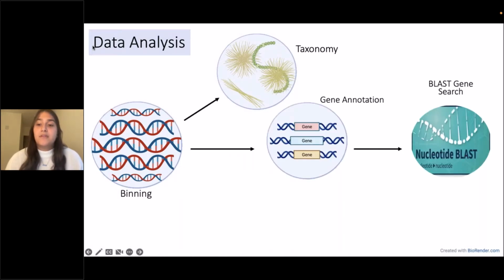The second analysis we ran was looking for the genes. And so we put those genomes in a gene annotation program. And then we were able to search for specific genes using BLAST. So I'm sure many of you have experience with BLAST.